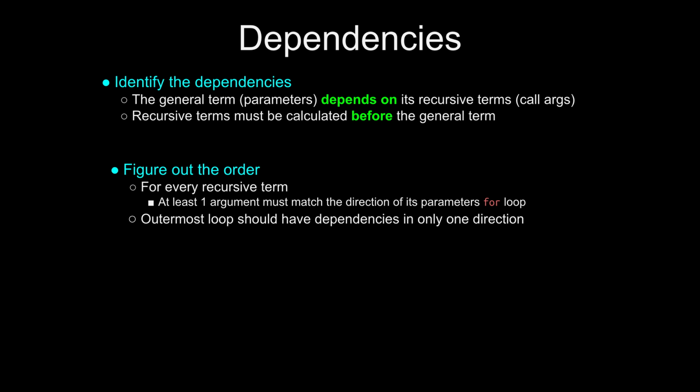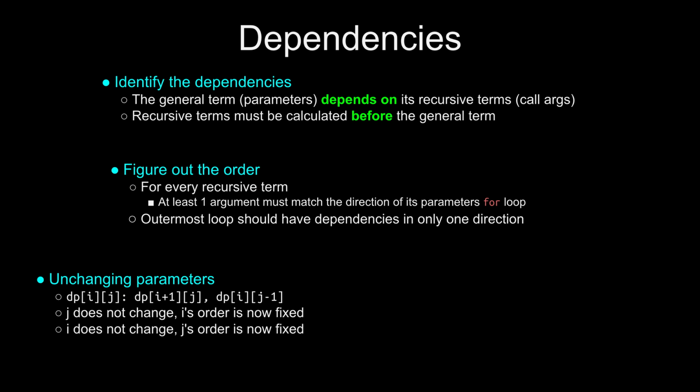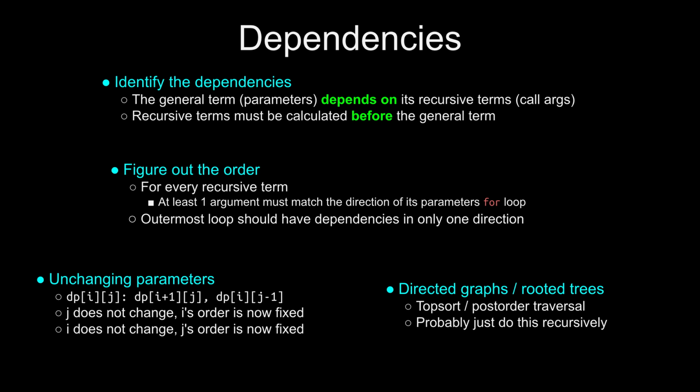There are a few tricky parts though. One is unchanging parameters. We saw this in the coin change problem. If one variable doesn't change, that doesn't break the order, but it does mean that it fixes the order of one of the other parameters. There's also the case of directed graphs and rooted trees, where you basically have to top sort or do a post-order traversal. In these cases, it's often way easier to do memoization and let recursion handle it.